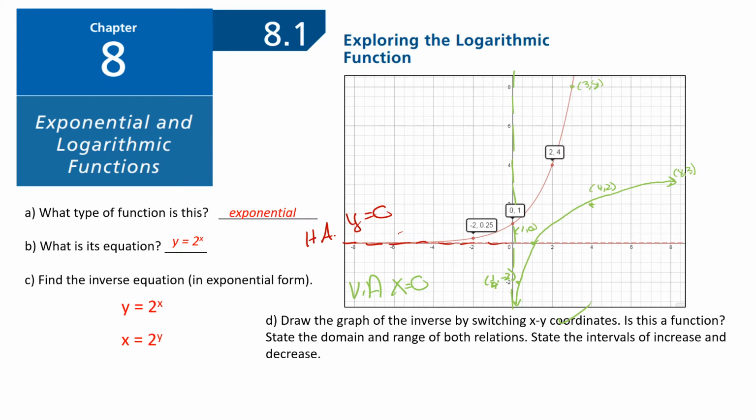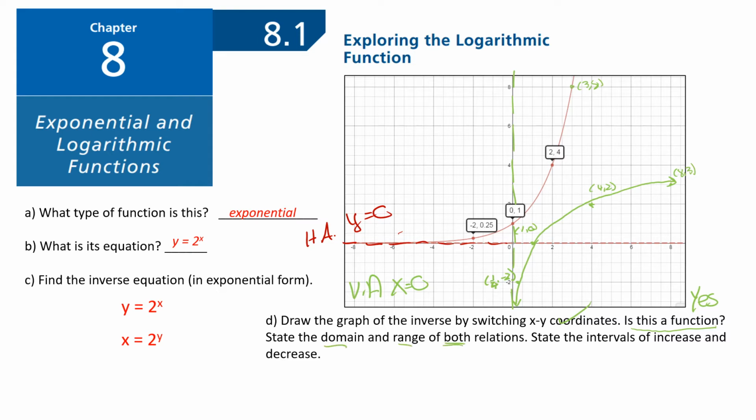So now I've got the whole inverse graph drawn. The second part says, is this a function? What do you think? When you look at it, would it pass the vertical line test? Yes, it is a function. And the third part of this question says state the domain and the range of both relations.